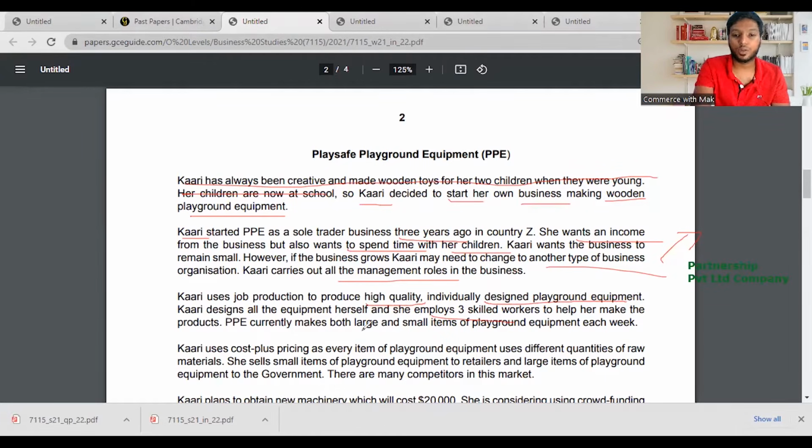PPE currently makes both large and small, and that's what they have given in the case study. So underline these things. With that, we are going to move on to the 4th paragraph. Kari uses cost plus pricing, as every item of playground equipment uses different quantities of raw material.